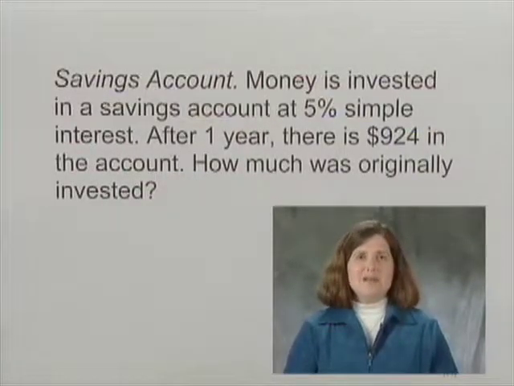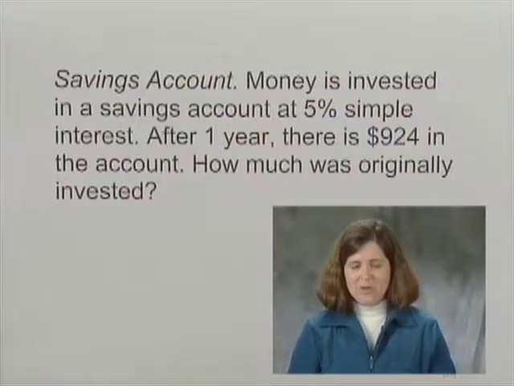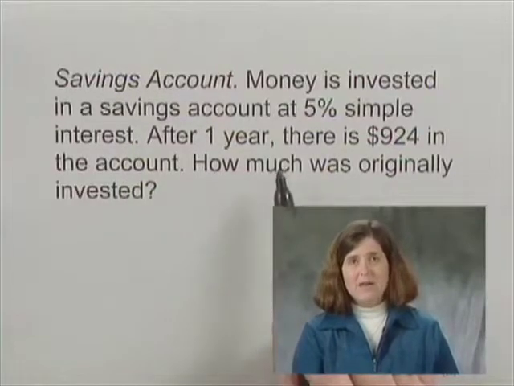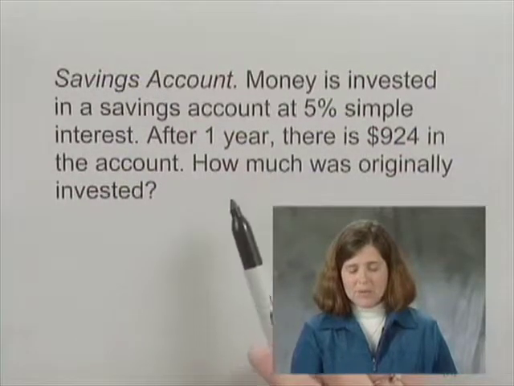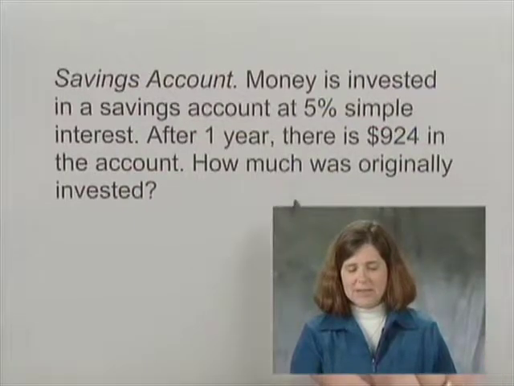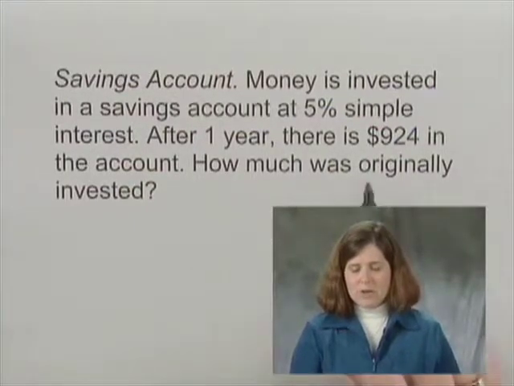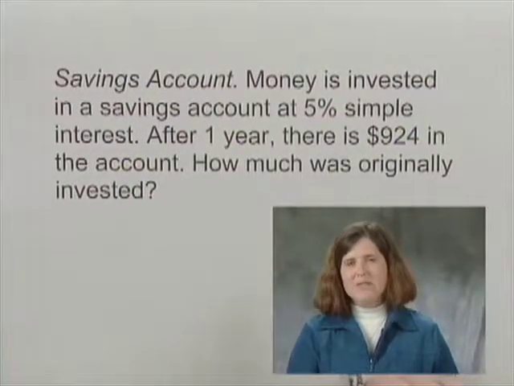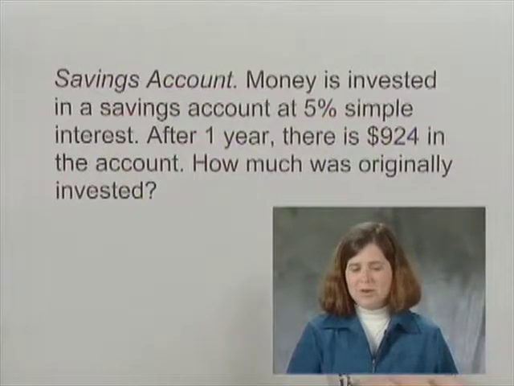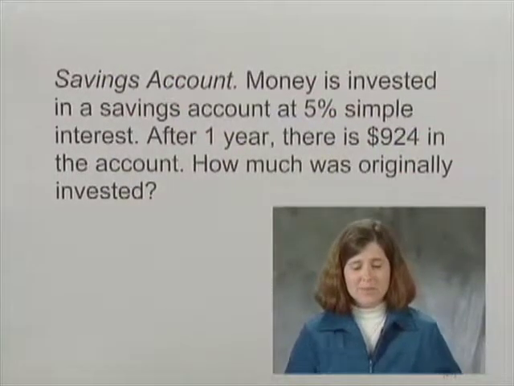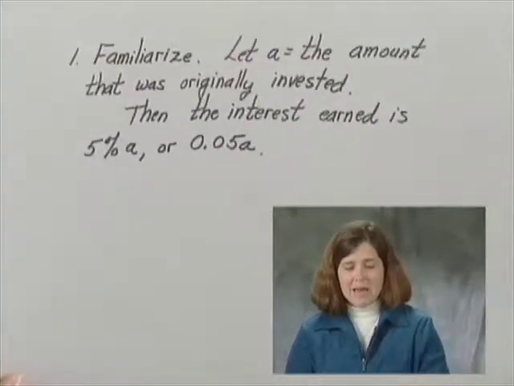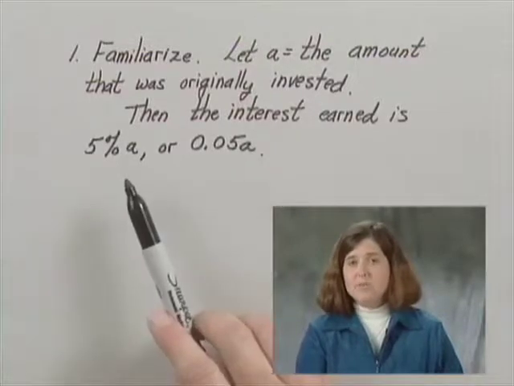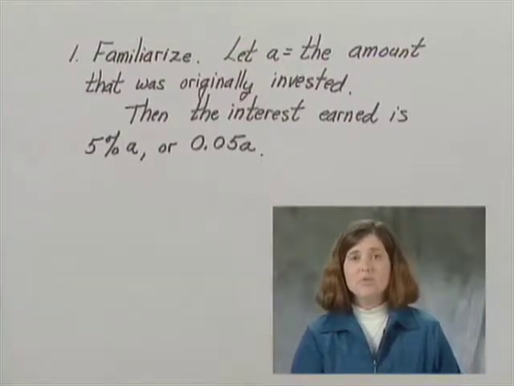We'll begin by familiarizing ourselves with the problem situation, noting first of all that we have simple interest at 5%. We're given the total amount in the account after a year, and we're asked to find how much was originally invested. In order to solve this, we're also going to have to know what the interest is, but we're going to have to calculate that at the beginning based on an amount we don't know, the amount of the original investment. So let's let A equal the amount that was originally invested. And then the interest earned is 5% of A, or 0.05A.